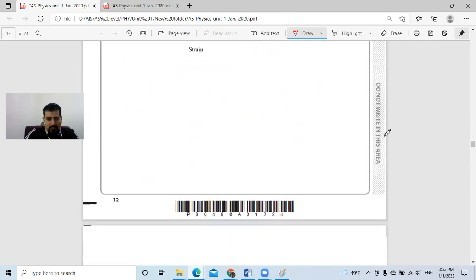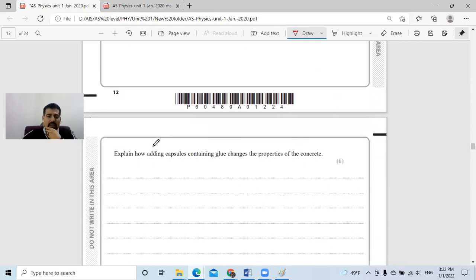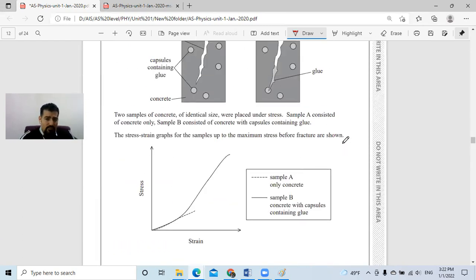Now what do they ask here? Explain how adding capsules containing glue changes the properties of concrete. Now, what do you have to say? Give me from the graph the differences in properties between sample A and sample B. Don't give me a huge answer, but only ideas. Initially, both samples have the same gradient. However, stress increases in sample B and sample A.